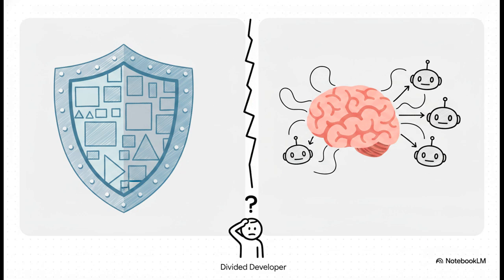But then, on the flip side, you had AutoGen. AutoGen was the cutting-edge darling for dynamic, multi-agent orchestration and collaborative intelligence, but it was heavily Python first and honestly felt a bit more experimental. So as a developer, you had to choose. Do I want the enterprise stability of Semantic Kernel or the flexible multi-agent intelligence of AutoGen? It literally divided enterprise developers right down the middle.